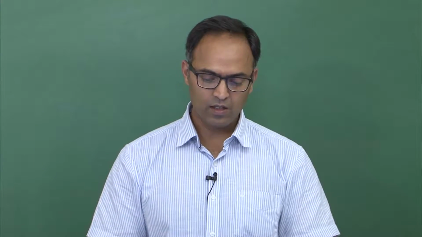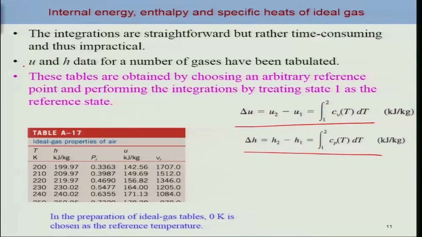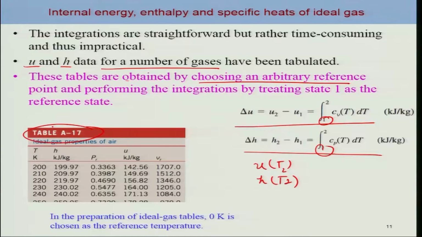So what has been done is that the values of U and H for a number of gases have been tabulated. These tables are obtained by choosing an arbitrary reference point. You have to provide a reference point, and if you keep it at a point where you can assume Cp is close to 0, then you get the values of U and H for a specific temperature. In this case, table A17 is given to you, in which 0 Kelvin is chosen as the reference temperature.